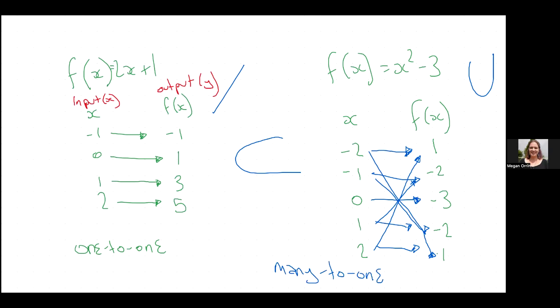So you're allowed to have a U shape, you're not allowed to have a C shape, okay? So we don't want sideways graphs, but we're okay with y's having multiple x's, but not x's having multiple y's. We're not okay with that. All right, let's save that.